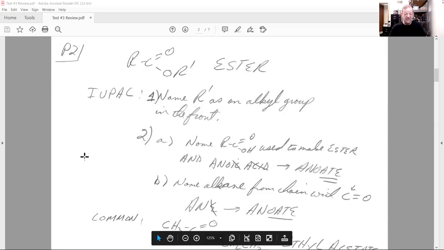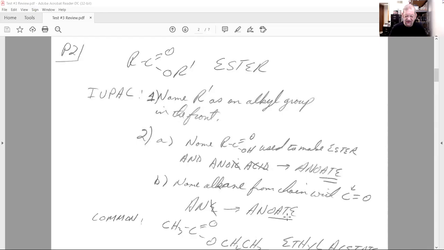You find the longest chain with the carbonyl carbon, drop the E and add OATE. Now, as I promised, for this class, I will not put any alkyl groups on the R group of an ester, even though you handle it the same way. It goes between R prime and the base name, and the carbonyl carbon is number one, but I won't do that.